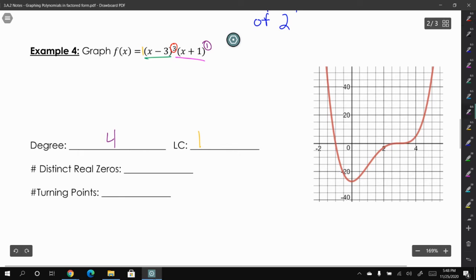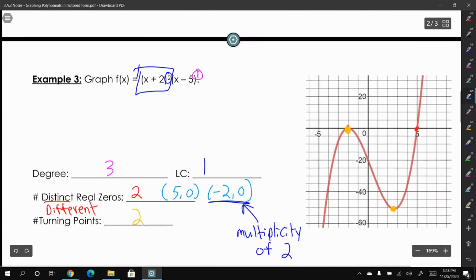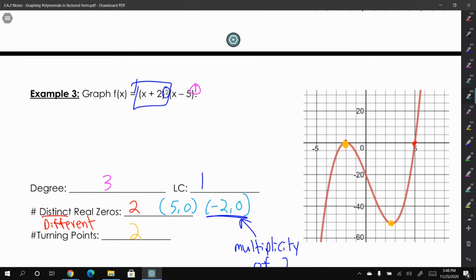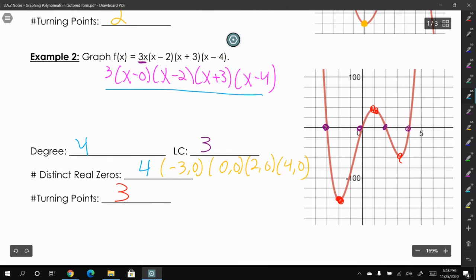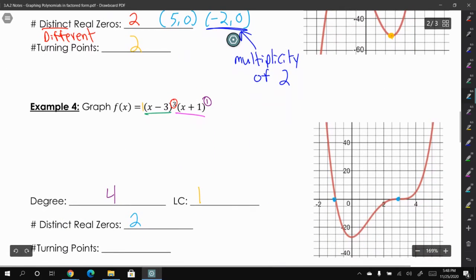Well, hopefully by now you've gotten used to the fact that you could look at the graph, but you can also look at the equation. See, we only have 2 factors here. Look at the graph, we have 2 different zeros. Up here, we had 2 different factors, we had 2 different zeros. Here we had 4 different factors, and we had 4 different zeros. So the number of different factors that you have will tell you the number of zeros you have.